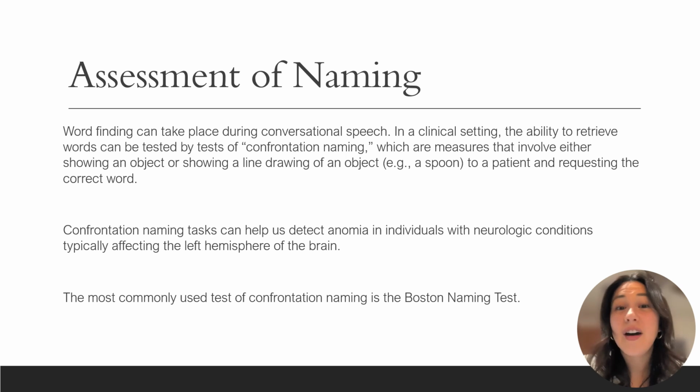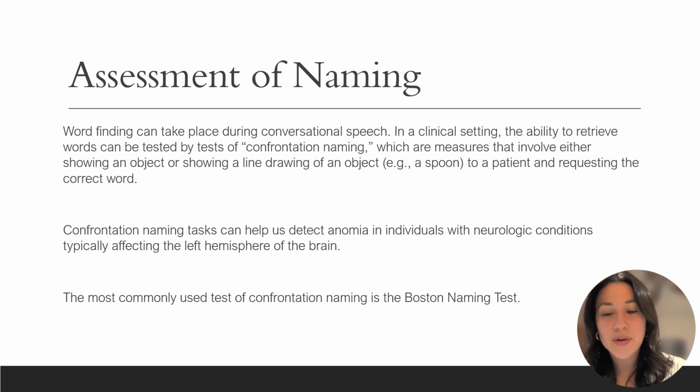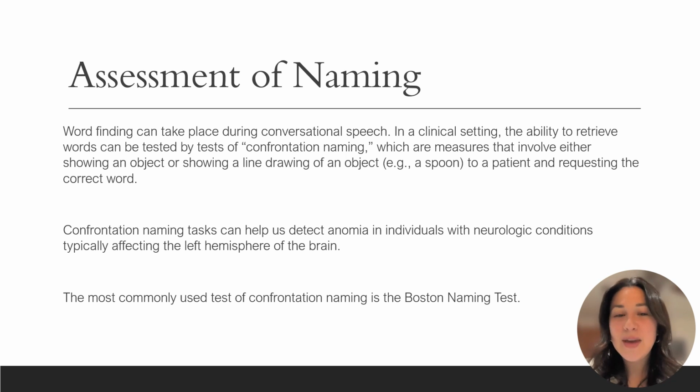Word finding difficulty can take place during conversational speech. In a clinical setting, the ability to retrieve words can be assessed by tests of confrontation naming, which are measures that involve either showing an object or showing a line drawing of an object, like a spoon, to a patient and requesting the correct word. Confrontation naming tasks can help us detect anomia in individuals with neurologic conditions that typically affect the left hemisphere of the brain. The most commonly used test of confrontation naming is known as the Boston naming test.